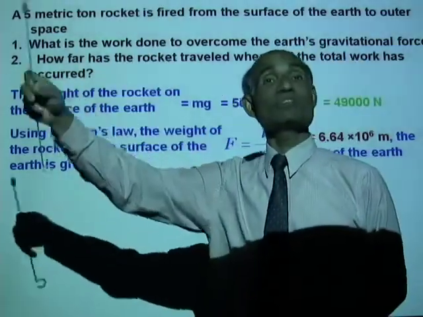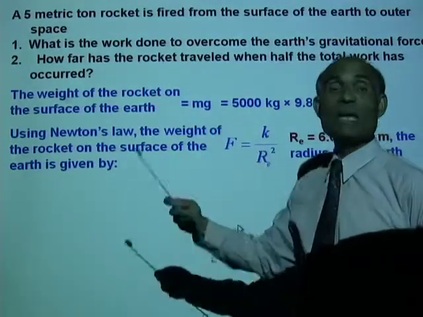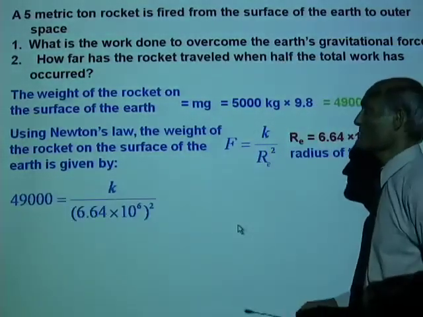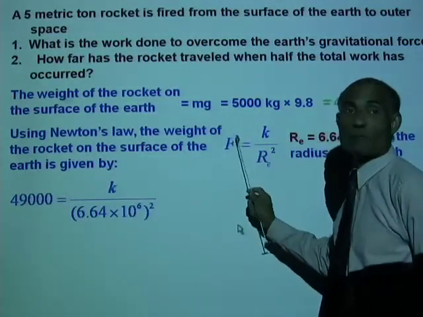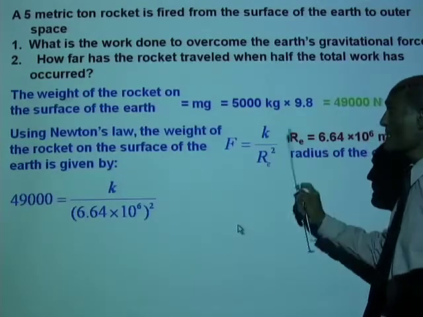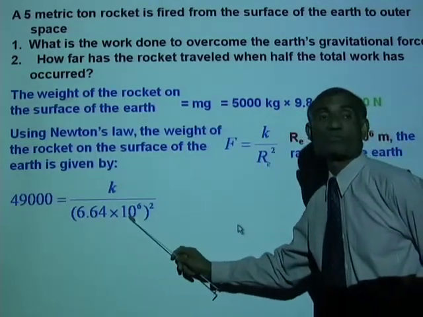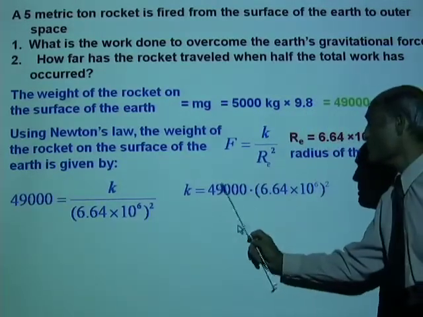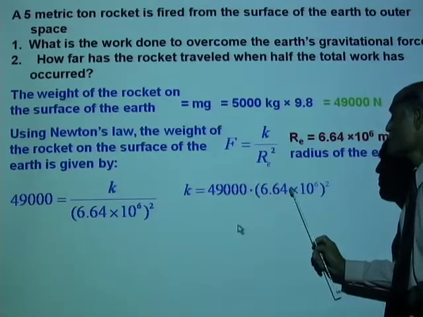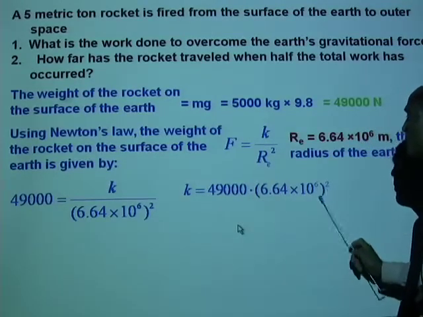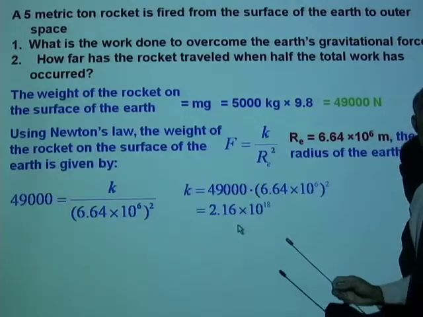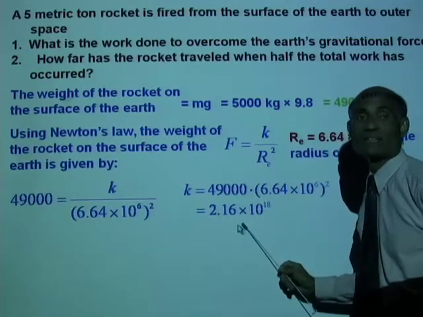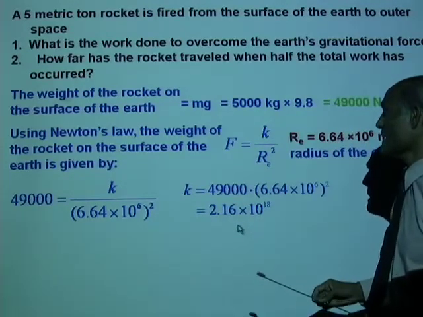Wherever you go, that K is the same. So once you find the value of K, we can use it anywhere as the rocket goes into space. So let's find the value of K by placing F equal to 49,000 and R equal to this value. And that gives you K equal to 49,000 times 6.64 times 10 to the 6, all raised to the power of 2. And that is 2.16 times 10 to the power of 18. That is the value of K.